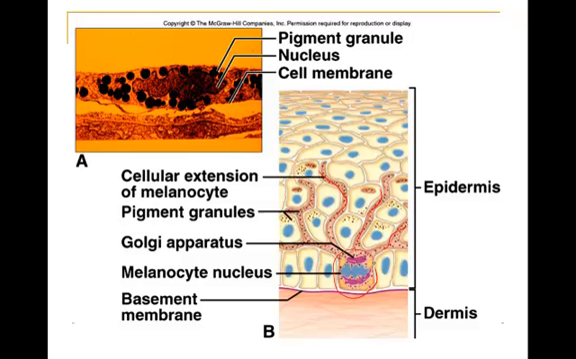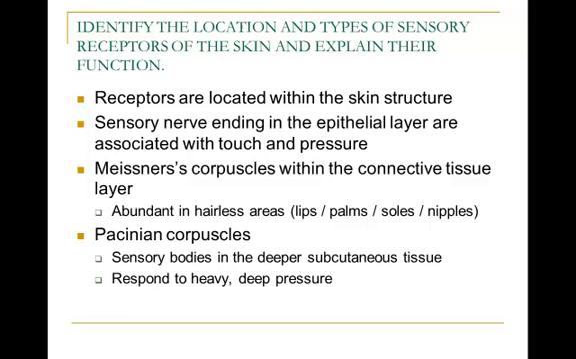So melanocytes produce these pigments that are found within the cells, and it tries to shield the skin cells from the UV light, and protects us when we tan and things like that, which we shouldn't be doing. The location of sensory receptors in skin.